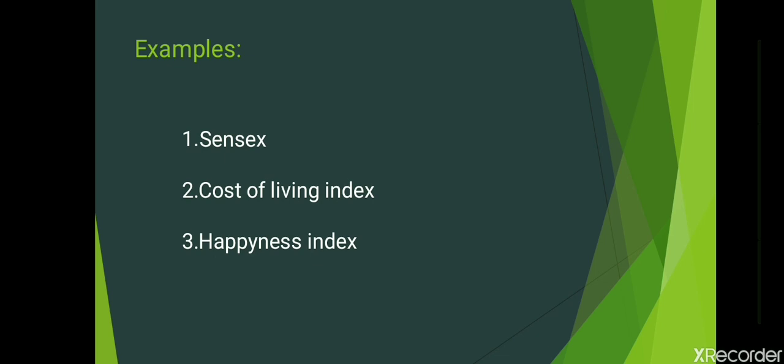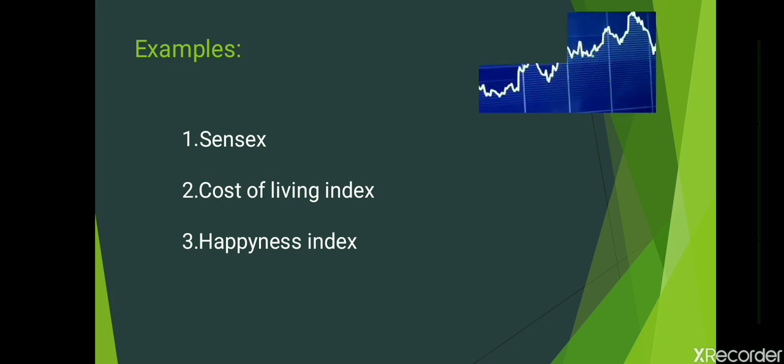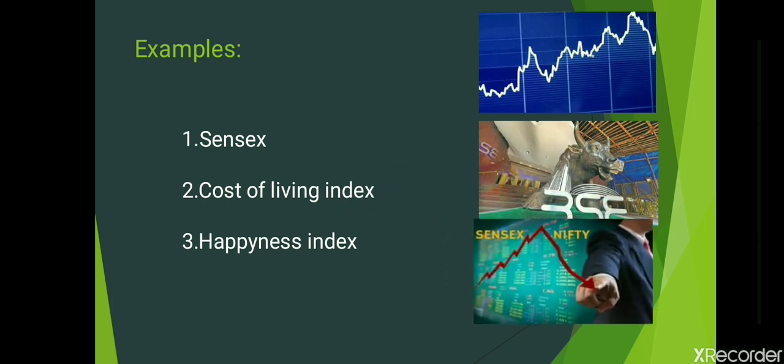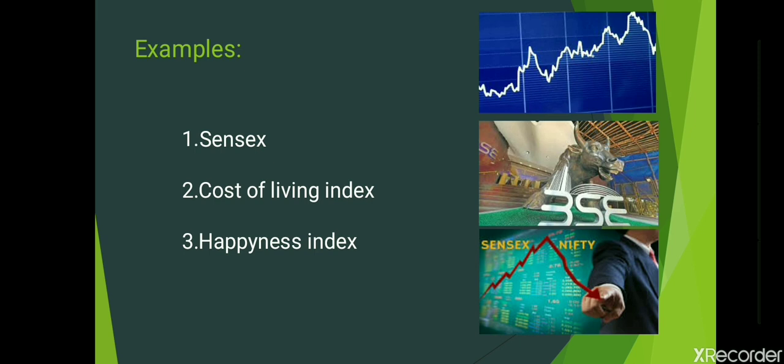Now, here are some familiar examples of index numbers. The first one, Sensex. Sensex is an index that indicates the relative prices of shares on the Bombay Stock Exchange. It represents the increase or decrease in the prices of stocks of companies that it comprises. Another similar index is Nifty.